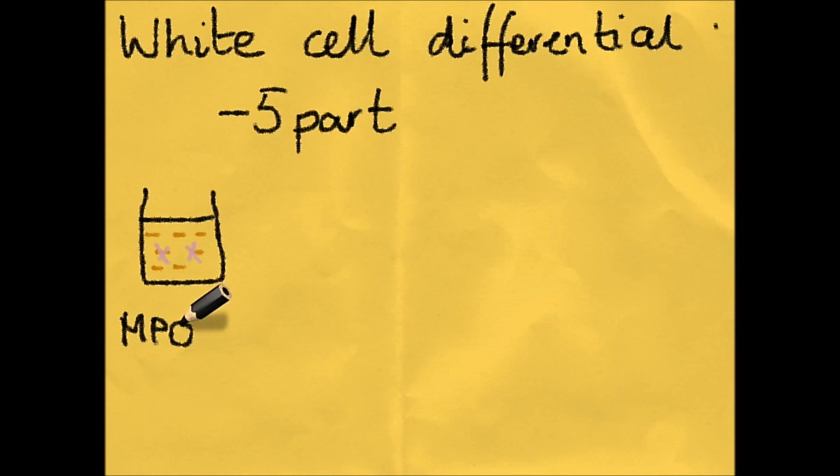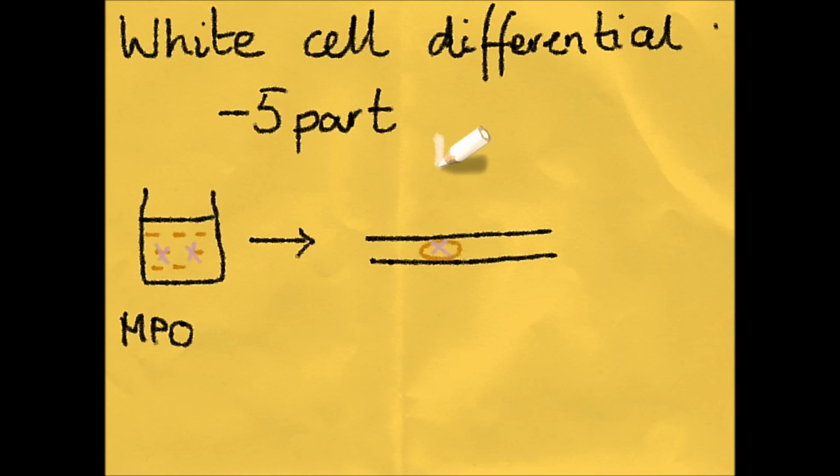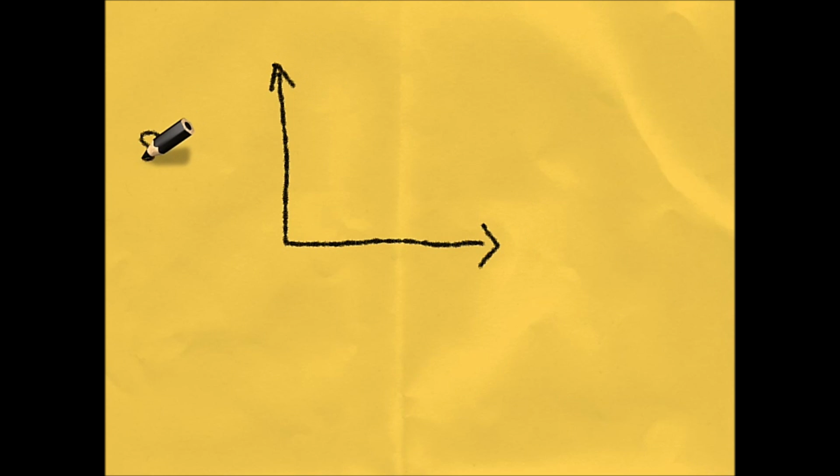Different types of white cells will bind myeloperoxidase to different degrees. And then, as the cells pass through the laser beam, we can pick up information on the amount of myeloperoxidase bound to the cells, and also we can get information on the size of cells. And taking that together, we can plot a graph to identify different subsets of white cells.